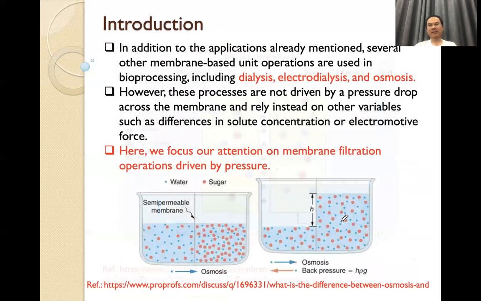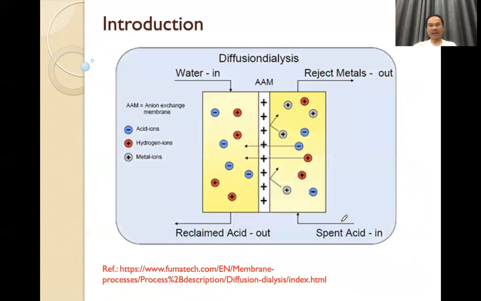And this shows you dialysis. Dialysis, I told you, is based on diffusion mass transfer. We have a cation membrane. In this case water flows in and spent acid flows in, in counter-current contact. Through this membrane, acid ion and hydrogen ion can move across the membrane from this direction to this direction.